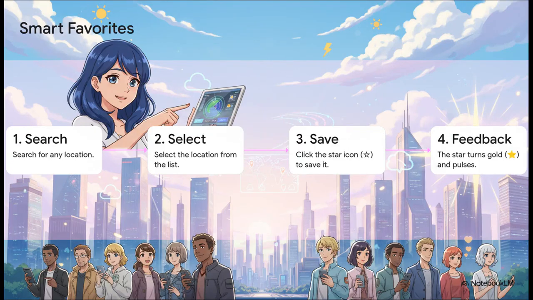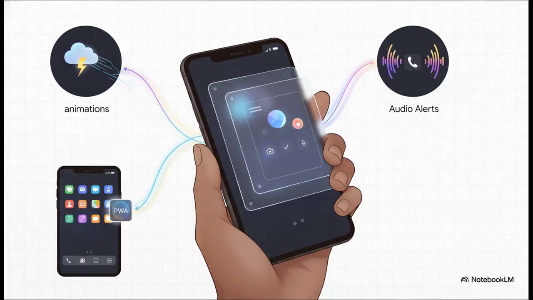The little details really matter too. For instance, the favorite system isn't just a boring list. When you save a location, the star icon doesn't just change color, no way. It turns a brilliant gold and gives off a subtle little pulse. It's a small touch, sure, but this kind of visual feedback makes the app feel responsive and just really satisfying to use. And that attention to detail is just everywhere.